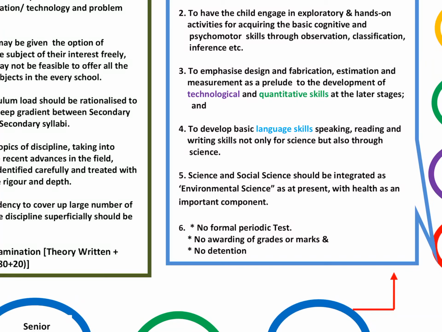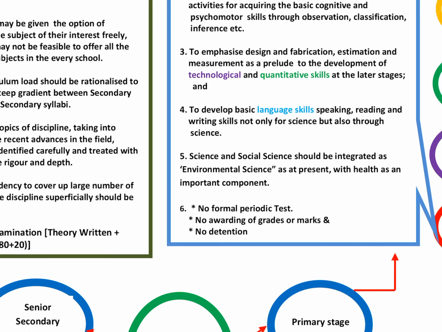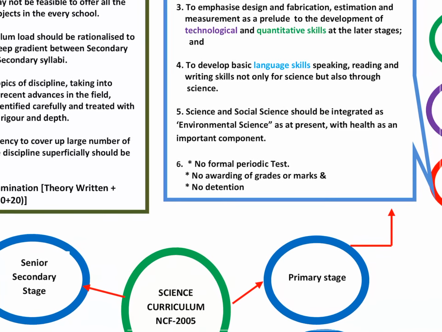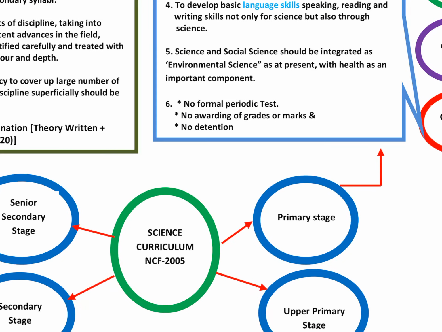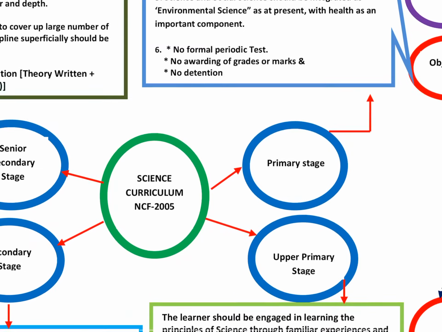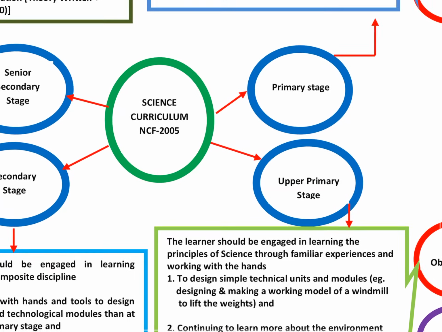And even NCF 2005 has highlighted what type of assessment has to be there in the primary stage. The 6th point talks about it: no formal periodic test at the primary level, no awarding of grades or marks, and no detention. The children will not fail. So this is about the objectives or aims of teaching science at the primary level.